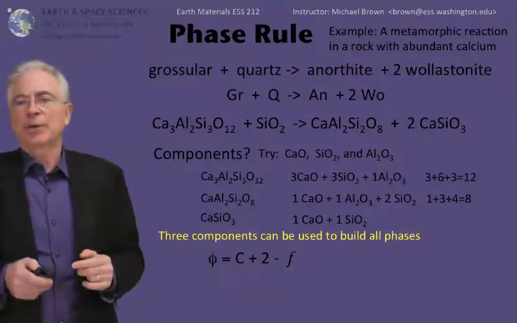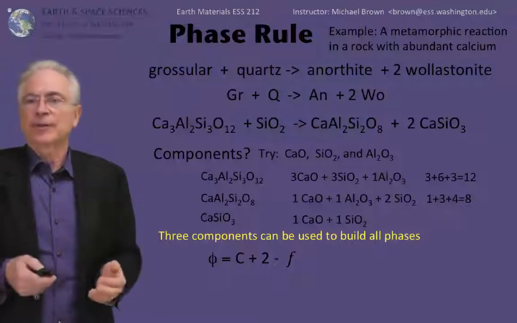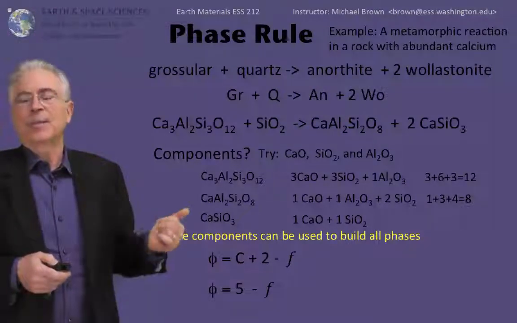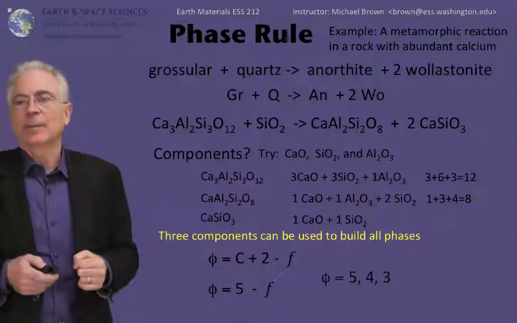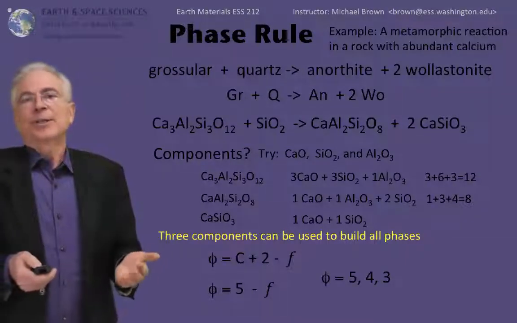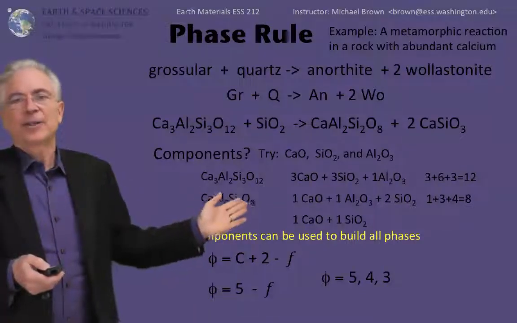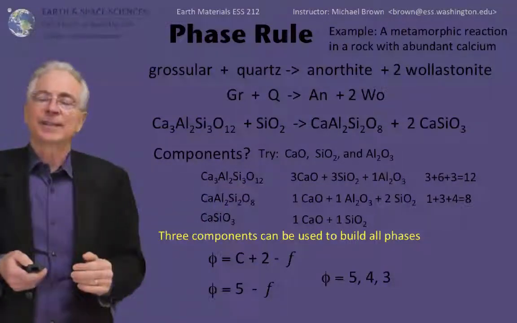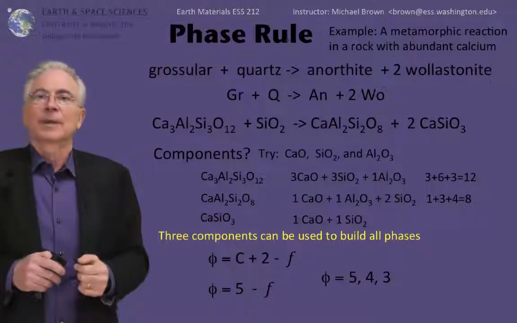Once we know there are 3 components, we can write down the phase rule. We substitute in 3 for C, and that gives us number of phases equal to 5 minus the degrees of freedom. For degrees of freedom of 0, 1, and 2, we have either 5 phases, 4 phases, or 3 phases as being possible in this system.